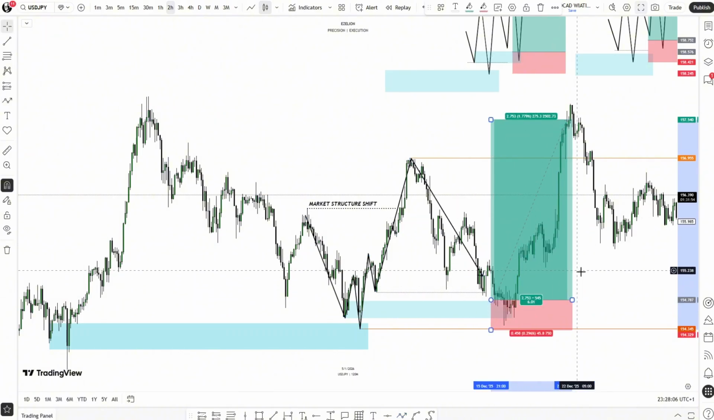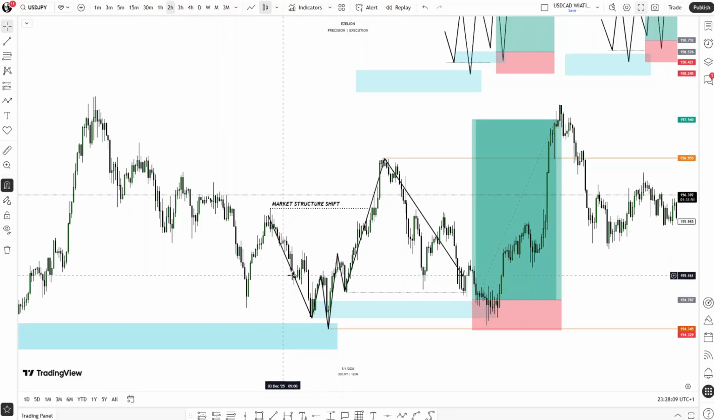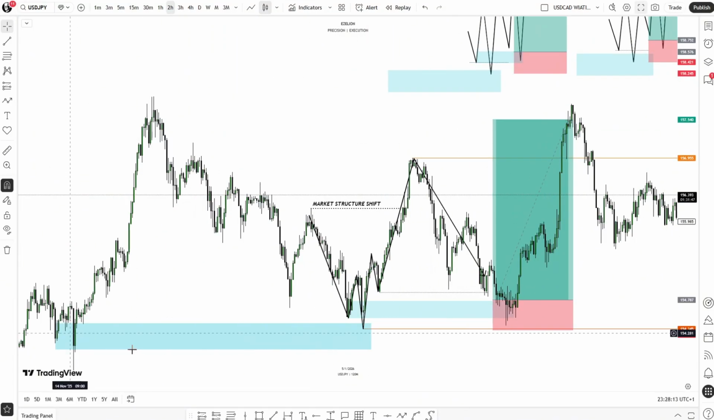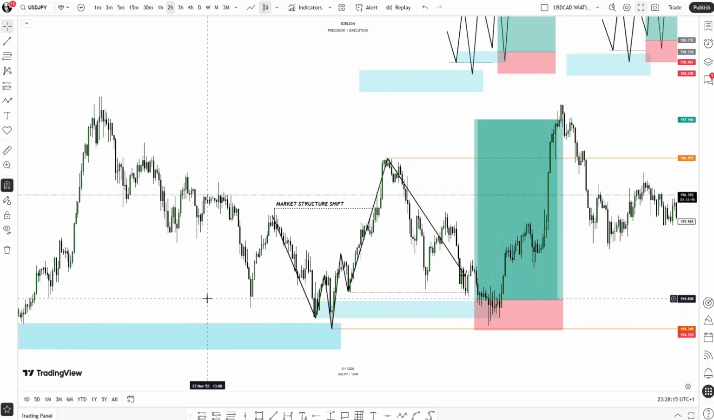So we want to look to see if this pattern, now we have gotten this pattern like this, is occurring on an intermediate time frame point of interest, on an intermediate time frame valid point of interest.